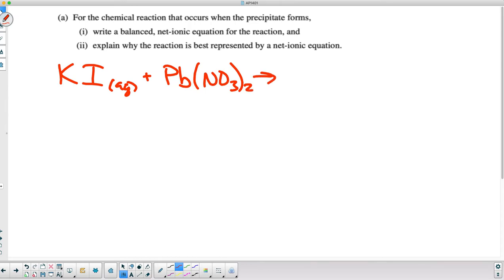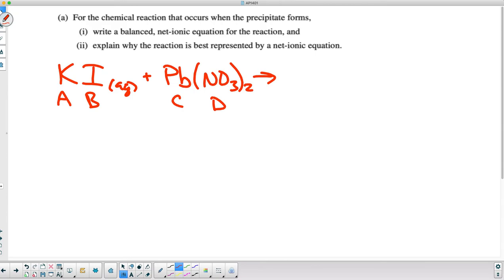Now, when we get this far, here are the 2 reactants. We have to decide what kind of reaction this is. Is this a synthesis reaction? Is this a decomposition, a single displacement, or a double displacement reaction? Okay, if you said double displacement, you would be correct because there are 2 compounds, a compound plus a compound.